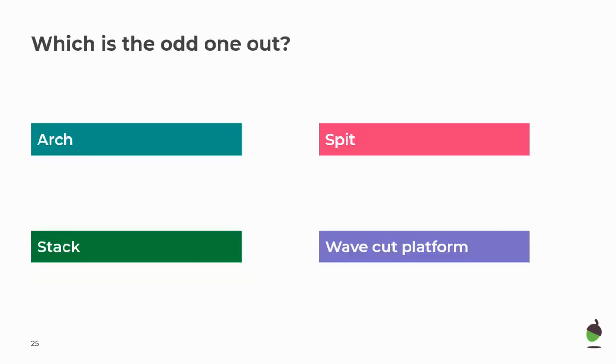Right, which one's the odd one out then? You've got arch, spit, stack and wave cut platform. 5 seconds, make your decision, and I want to know why. Let's justify that answer. 3, 2, 1. It is spit. And tell me why. Because spit is the only depositional landform. Arch, stack and wave cut platform are all erosional landforms.